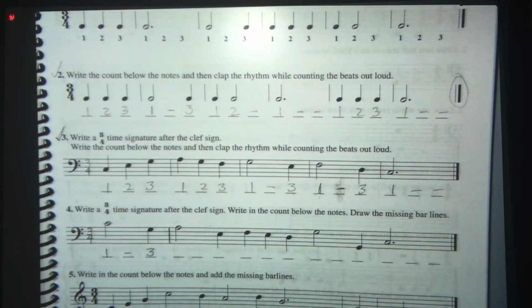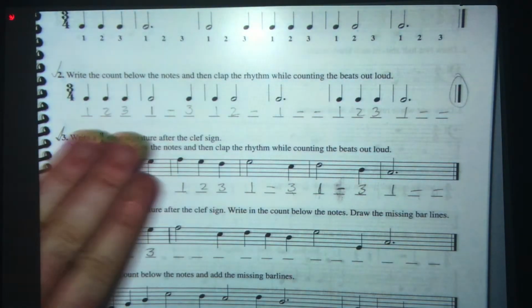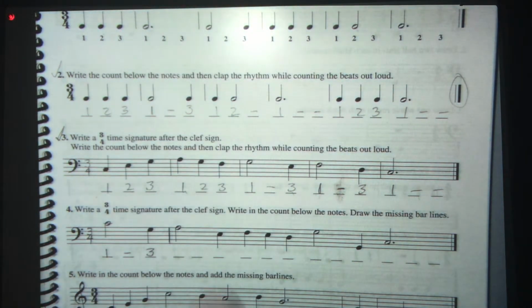Can you imagine if we didn't have bar lines, if music looked like this? It would be really hard to read if it just kept going. So our brains don't work that way. We're able to chunk it one measure at a time, which makes it significantly easier on us.